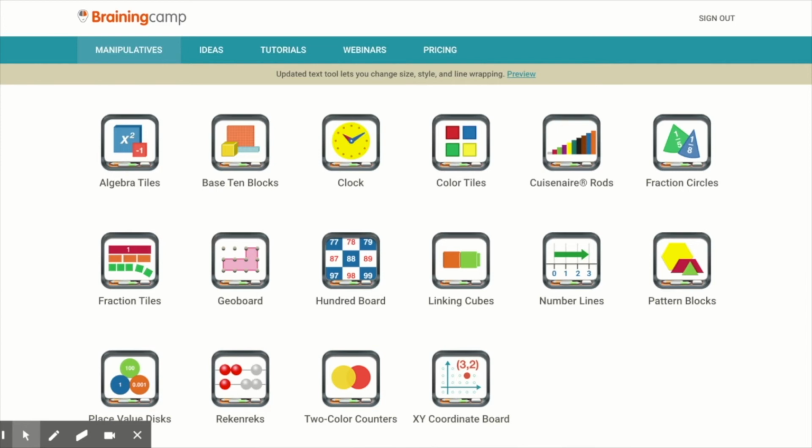For K through 2, we know the majority of these are still going to be useful to them, and for 3 through 5, some of the other ones, such as Algebra Tiles and Coordinate Board. These are all different resources for students to use. One of the main things to build fluency and understanding for students is using base 10 blocks. So we'll just take a look at it.